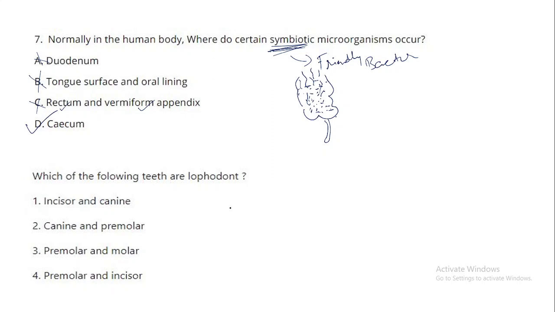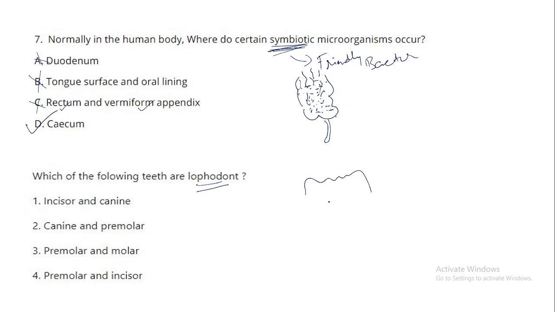Moving ahead, which of the following teeth are lophodont? Do you remember the term lophodont? Bunodont and lophodont are the ones that represent the ridges that are seen on the crown.